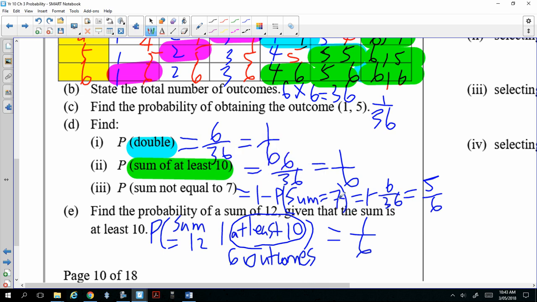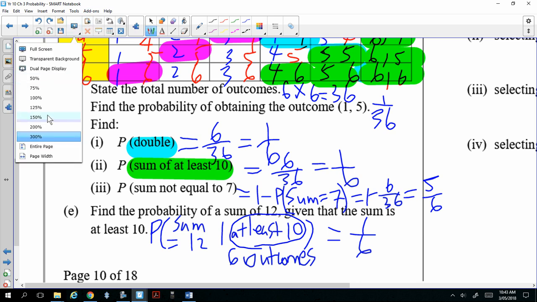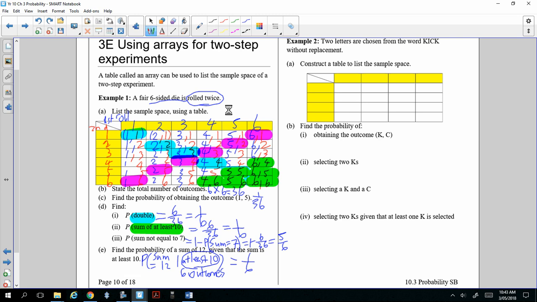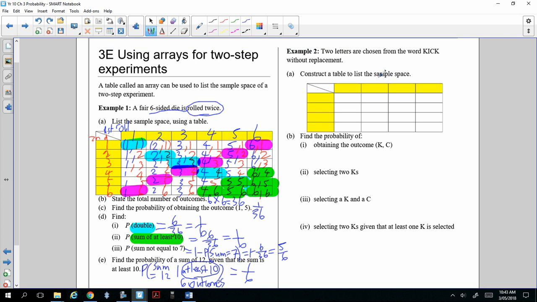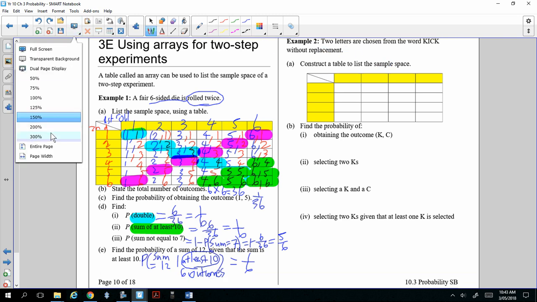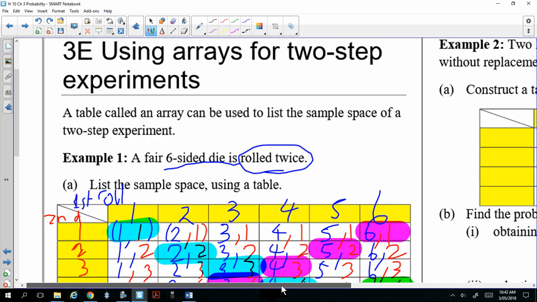So this array method can be applied for any 2-stage experiment. The next one involves selecting 2 letters from the word kick without replacement. We need to understand what the word without replacement means. Okay, good. All right, let's look at this question. 2 letters are chosen from the word kick.